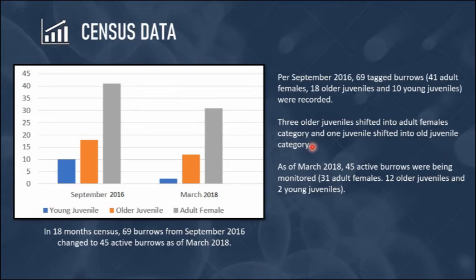For the census data, on the 1st of September 2016, there were 69 tagged burrows, including 41 adult females, 18 older juveniles, and 10 young juveniles. Three older juveniles shifted into the adult female category, and 1 juvenile shifted into the older juvenile category. And as of March 2018, 45 active burrows were being monitored, consisting of 31 adult females, 12 older juveniles, and only 2 young juveniles.